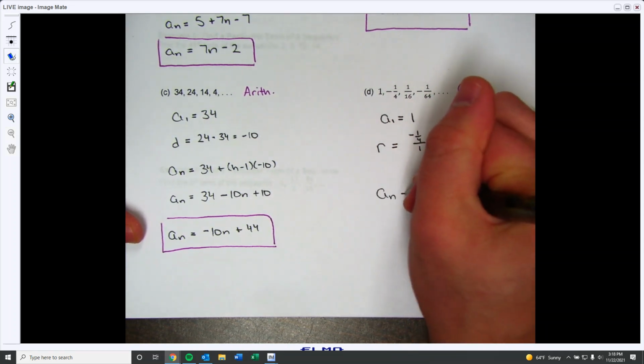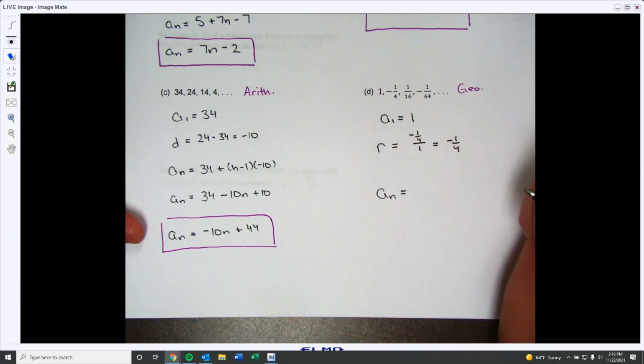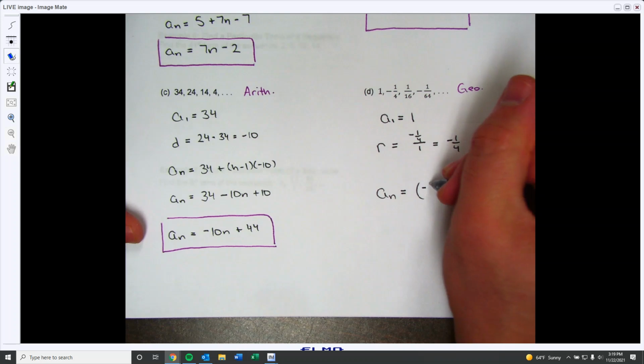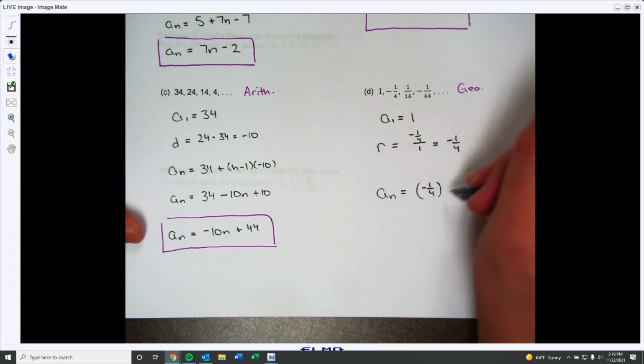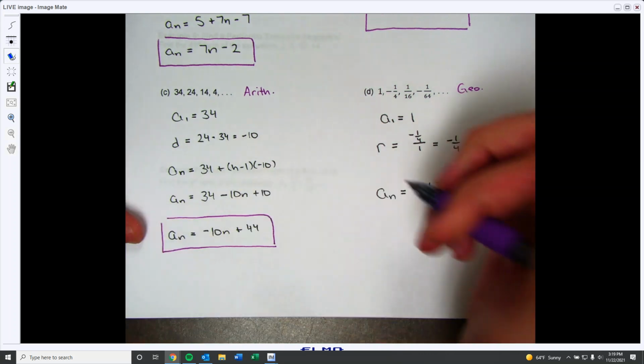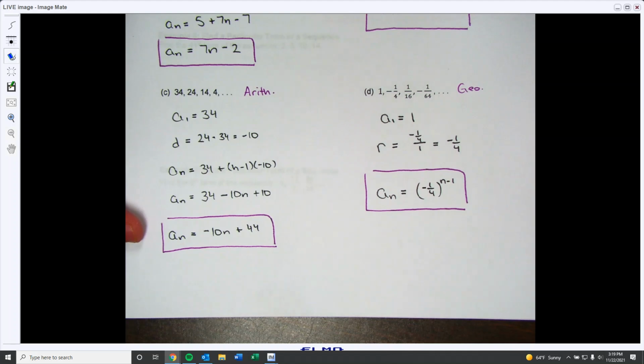Now writing out my formula, I have 1 in front of the parentheses. Well, a 1 in front of parentheses doesn't have to be there, so I'm going to leave it off. And in parentheses, negative 1/4 to the n minus 1 power. And that's my answer. Now, if on a test for me, you were to leave the 1 in front, I wouldn't count off for it, but I would frown just because it's not proper form. But you're not technically wrong.